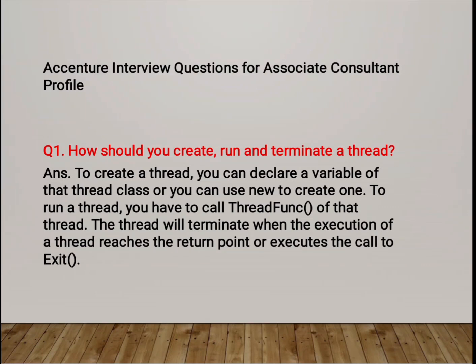The first question is, how should you create, run and terminate a thread? To create a thread, you can declare a variable of that thread class, or you can use new to create one. To run a thread, you have to call the thread function of that thread. The thread will terminate when the execution of a thread reaches the return point or executes the call to exit.